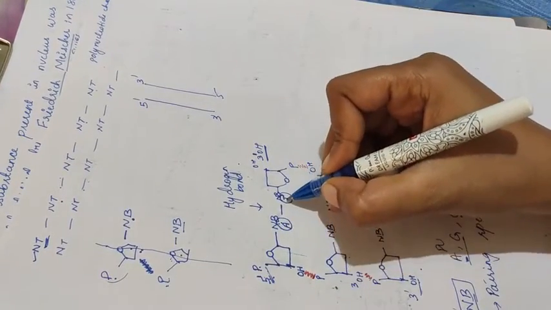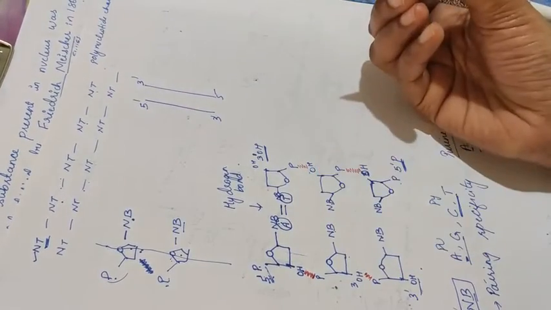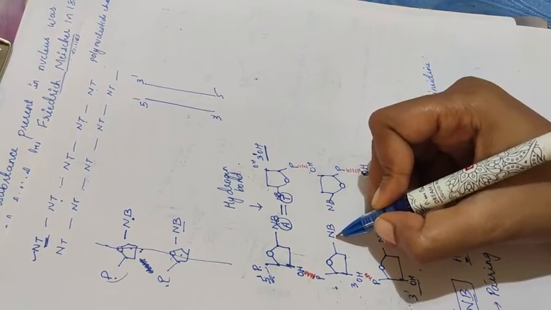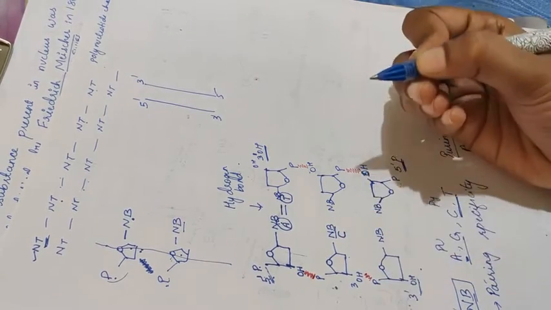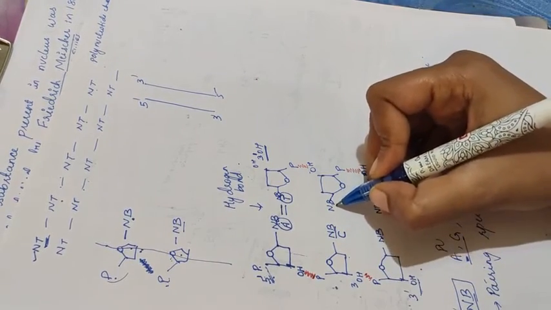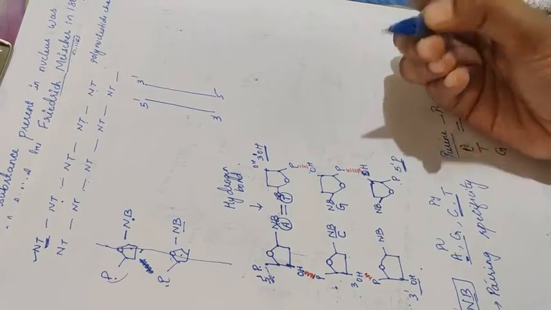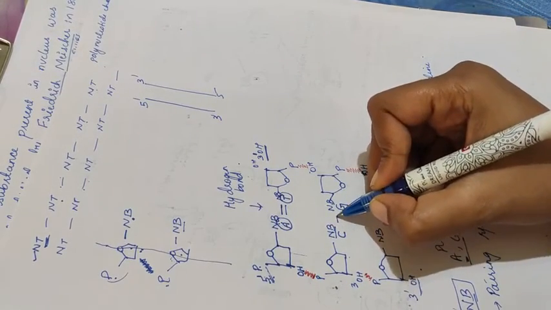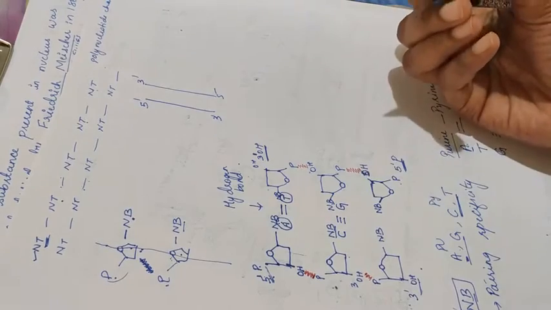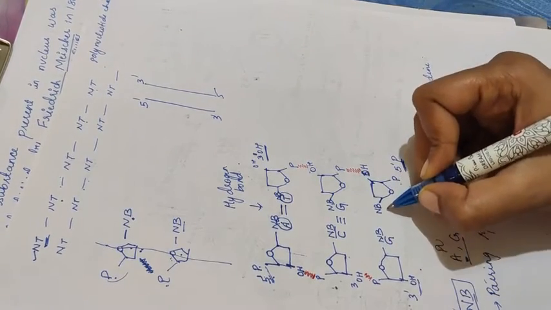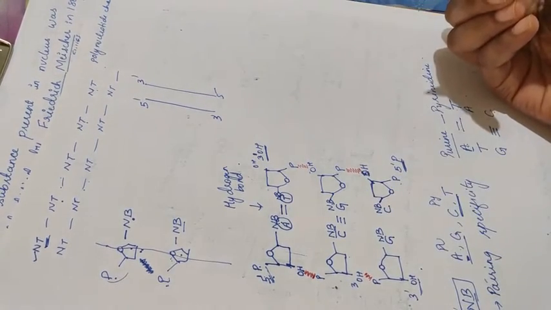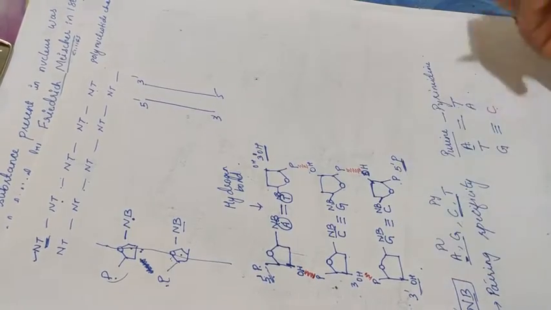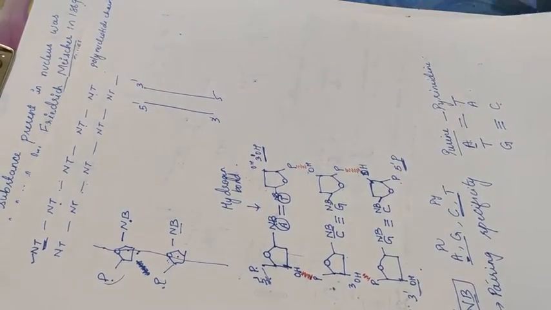Between A and T, there are 2 hydrogen bonds. Suppose in this nitrogen base it is C. On the other side, it should definitely be G, and the hydrogen bonds between these two are 3. If it is G here, on the other side it will be C, with 3 hydrogen bonds like this. Am I clear?